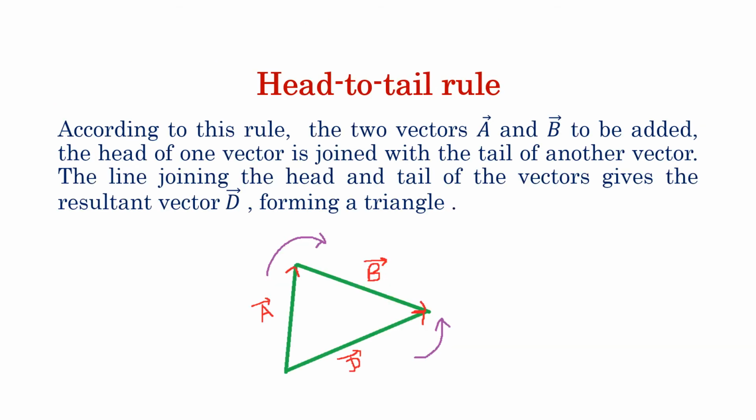Next rule is the head to tail rule. According to this rule, for the two vectors A and B to be added, the head of one vector, that is A, is connected to the tail of the vector B. The line joining the head and tail of the vectors gives the resultant vector D. Here the resultant vector D takes anti-clockwise direction and vectors A and B take clockwise direction. Here also D is equal to A plus B.